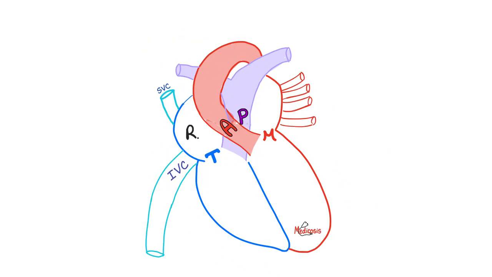Between the right atrium and the right ventricle, we have the tricuspid valve. Between the left atrium and the left ventricle, there is the mitral valve. Between the left ventricle and the aorta, there is the aortic valve. And between the right ventricle and the pulmonary artery, we have the pulmonic valve.